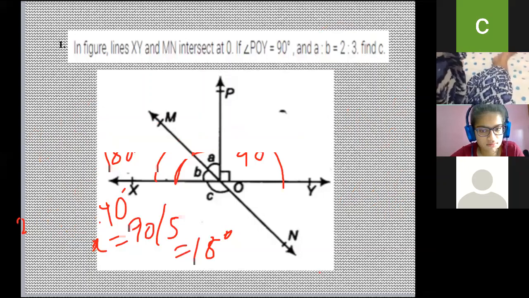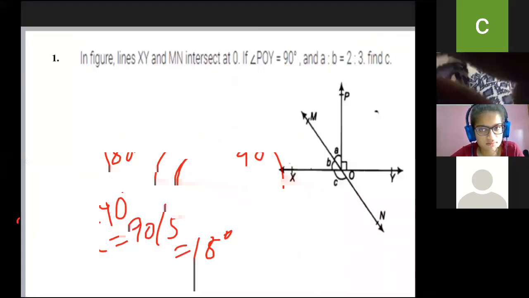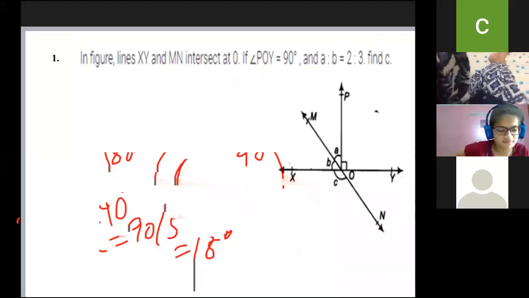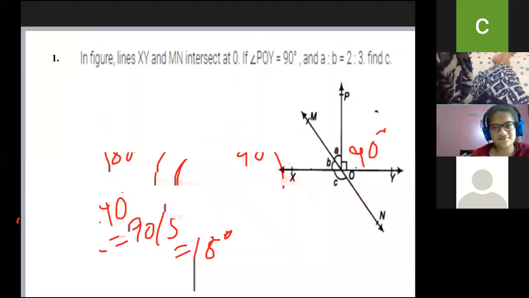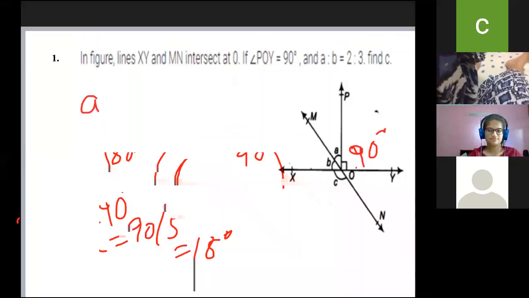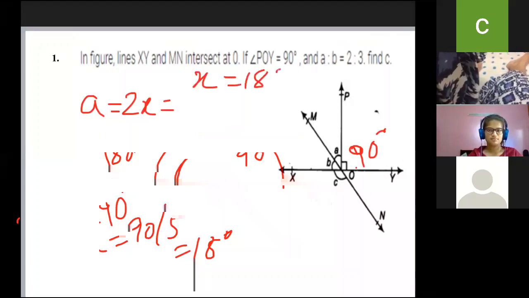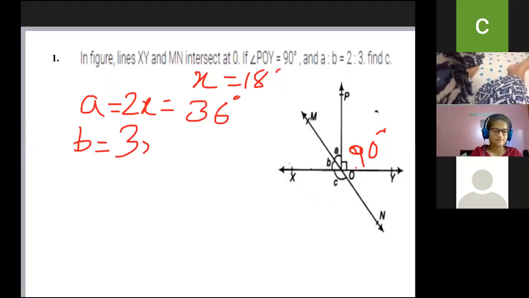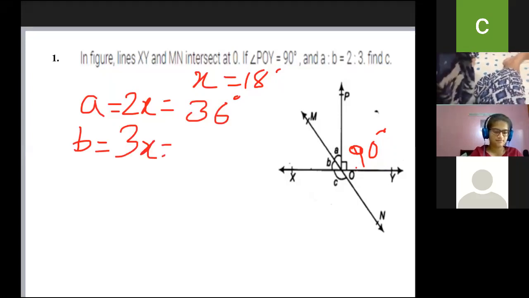Wait a second, ma'am. Here, angle POY is 90 degrees. According to the previous step, A equals 2x, and we got x as 18 degrees. Now, 2x is 2 into 18, which is 36 degrees. Similarly, B is 3x, which equals 3 into 18. How much is it? 54 degrees.